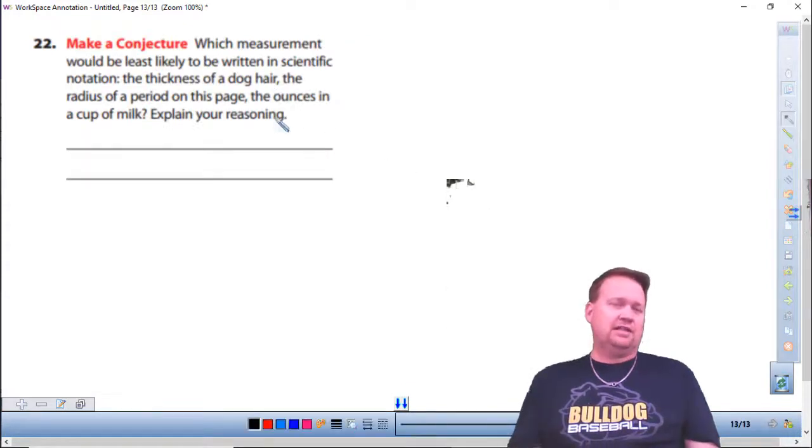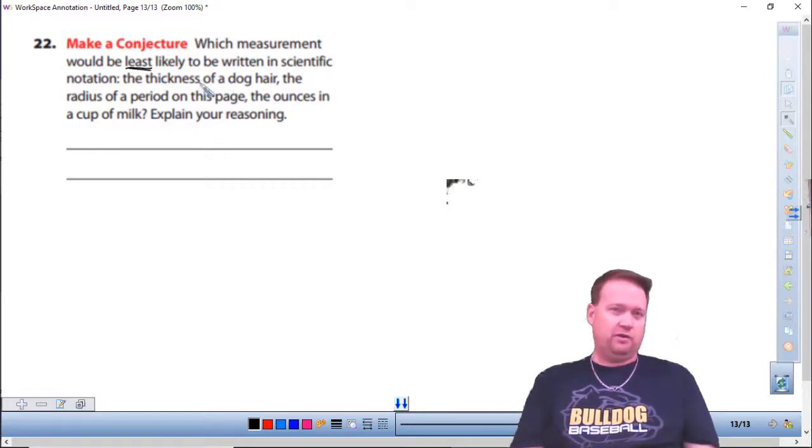The last question we have in this lesson, which measurement would be least likely, meaning the one we wouldn't write in scientific notation? The thickness of a dog hair, the radius of a period on this page, or the ounces in a cup of milk? Well, the radius on this page is that tiny little guy right there, and that's not a normal number. I don't know what the radius is, but it's pretty dang small. And we already saw a picture of a human hair. A dog hair is not going to be a whole lot thicker, and under a microscope, that's still a pretty tiny number.